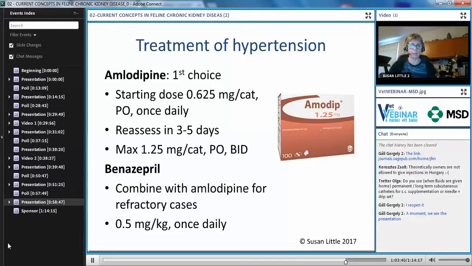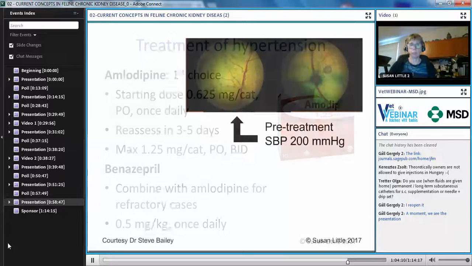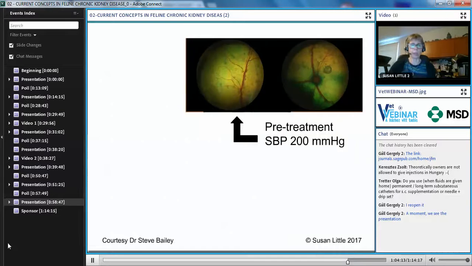The other drug would be an ACE inhibitor like benazepril. Not always our first choice drug because it doesn't tend to be as effective at lowering blood pressure, but it can be combined with amlodipine. If amlodipine isn't enough, there are a small number of patients that need more than one drug, so we would combine these two drugs together. And benazepril is also useful in treatment of proteinuria as well, so it would be an option for a cat with high blood pressure and proteinuria.